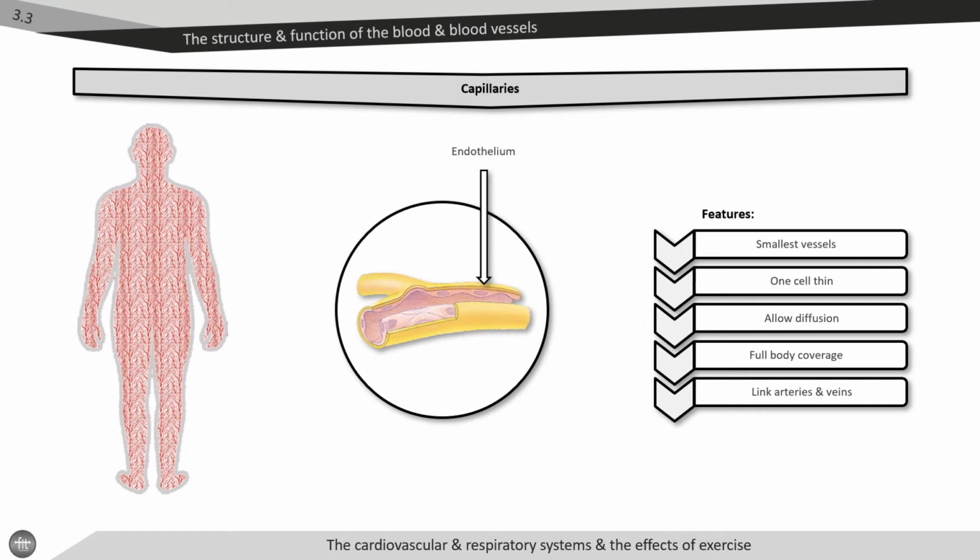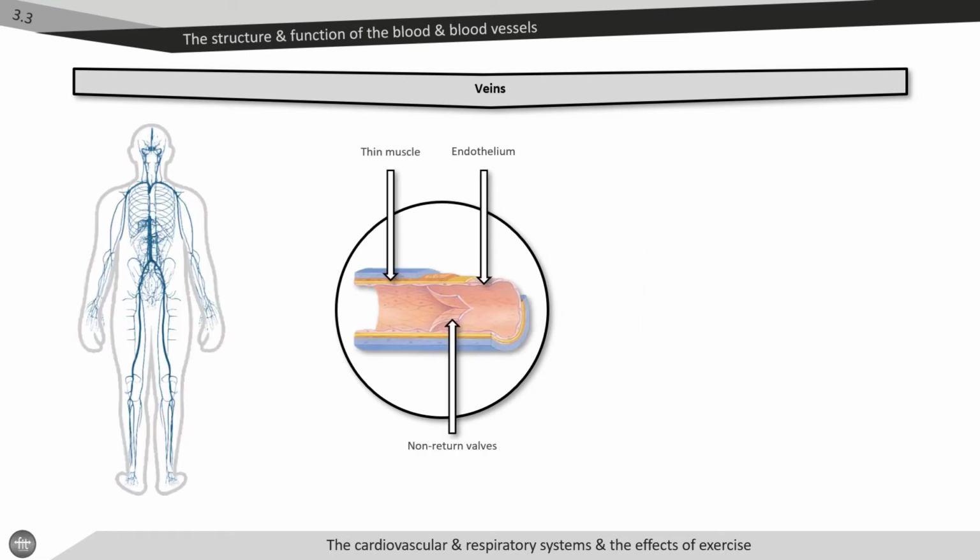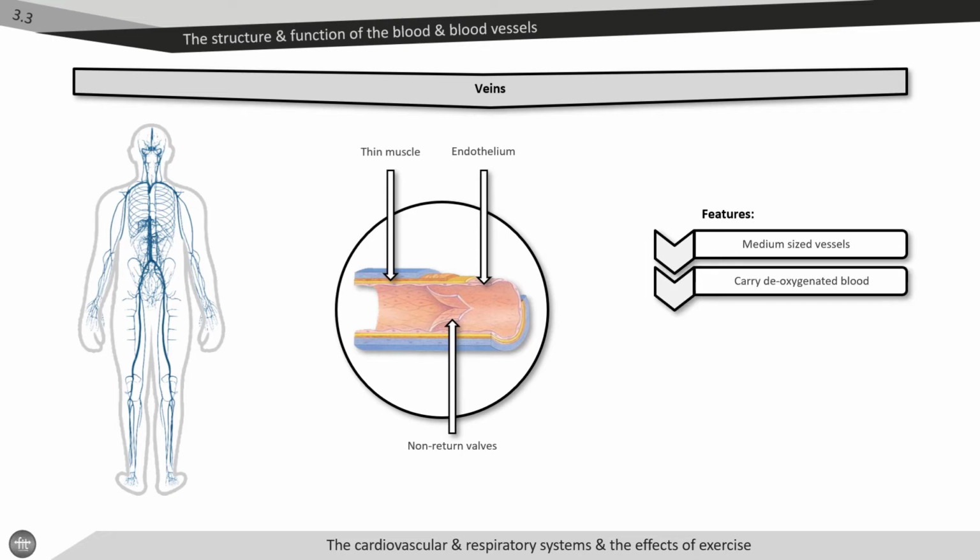So the final of the three blood vessels we'll look at now is that of veins. The features of veins include being a medium-sized blood vessel of the circulatory system, which only carry deoxygenated blood and always do so towards the heart. Veins are displayed blue in diagrams.